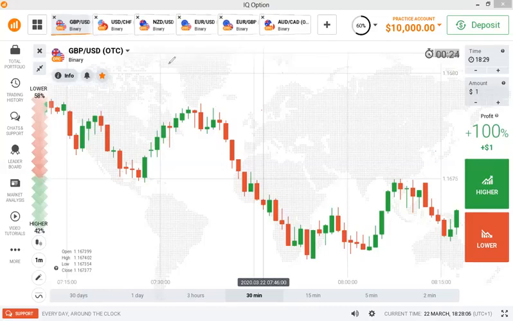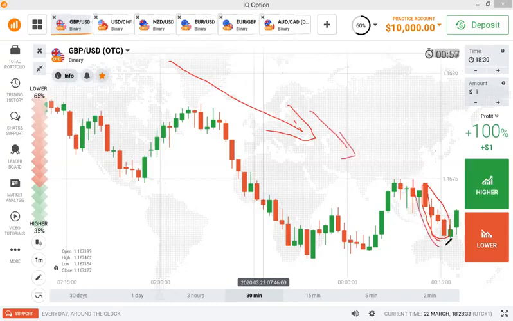Here we have a downtrend. The major trend is down. And here we can see a seller's movement. The major trend is down, and you see a seller's movement. We have one reason: downtrend, seller's movement.